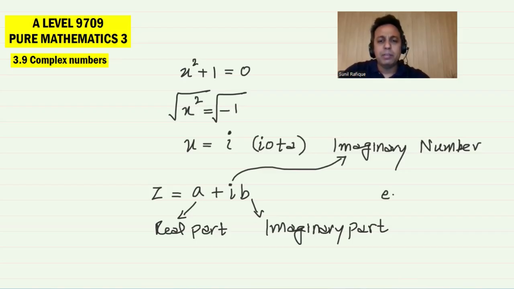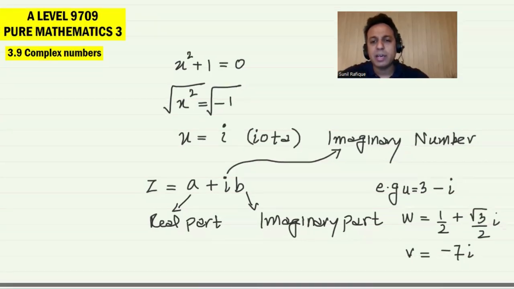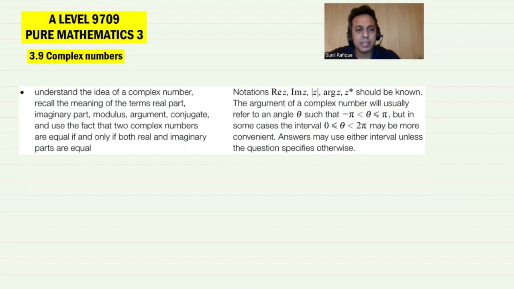So, examples of some complex numbers. Let's say 3 minus iota, that's a complex number. If I say it's u, or I can say w, like half plus √3/2 i. All such numbers, or even let's say v is a complex number, -7 iota. So these are examples of complex numbers. There's much more to it. Let's take a look at what is required in this topic.